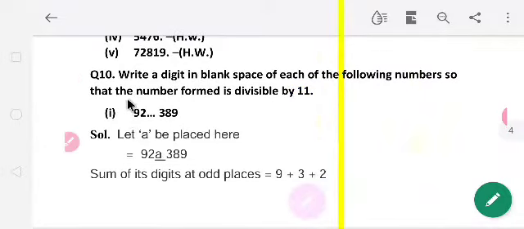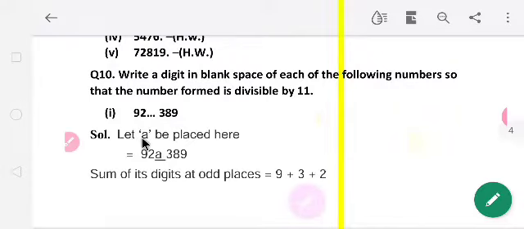Now the last question of our exercise, question number 10. Write a digit in the blank space of each of the following numbers so that the number formed is divisible by 11. In the given vacant place, you have to find a number so that the given number is divisible by 11.